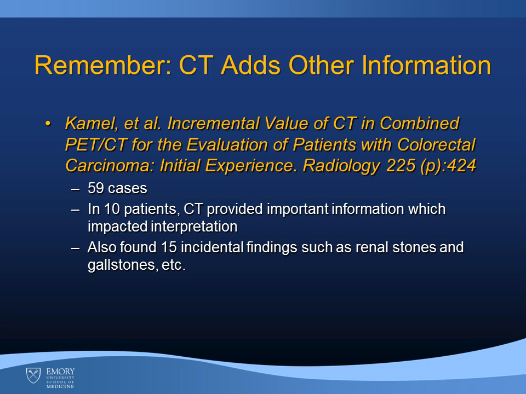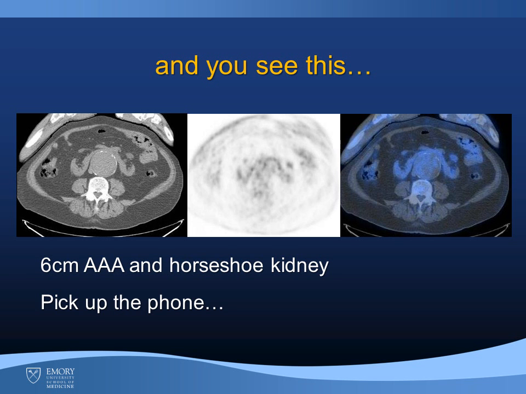Remember that CT adds other information, and there also have been many papers written about follow-up of incidentally discovered findings on CT that may not have any FDG uptake at all. So looking at our earlier images, this patient has a 6 centimeter AAA and a horseshoe kidney, just incidentally seen on the PET-CT. Nothing to do with the primary cancer, but this may cause the patient much more harm than the primary cancer. So pick up the phone.